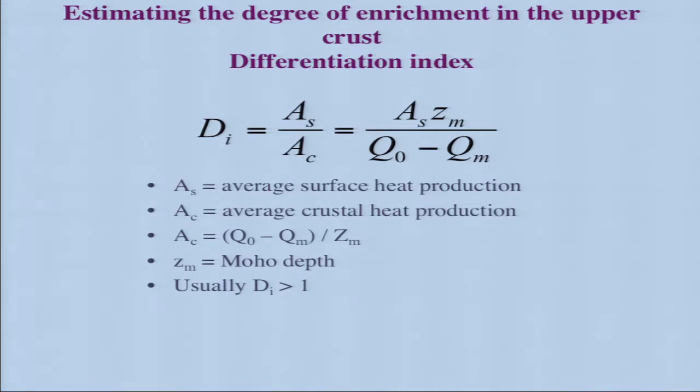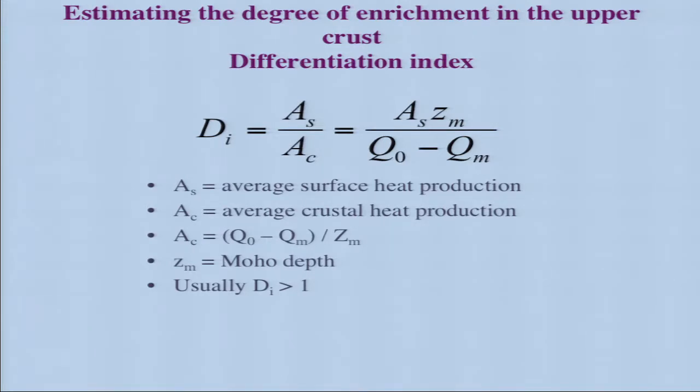So that's the surface heat production, suitably measured over the right kind of scale, divided by the average. The average is surface heat flux minus Moho heat flux divided by crustal thickness Zm. So that's why Zm eventually shows up on the numerator. And that tells you if DI is equal to 1, then what you have is a homogeneous crust. What's at the surface is exactly what's below.